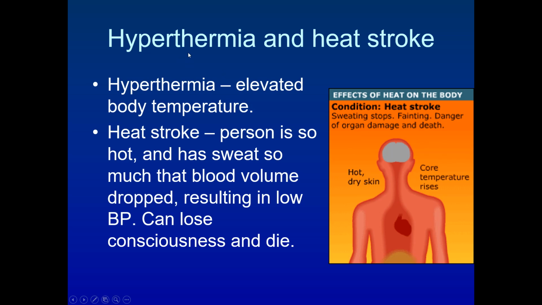If you stay that way for too long, you will sweat so much that your blood pressure actually starts to drop, and that's where heat stroke comes in. Heat stroke in Texas kills people every single year, and it's because they don't maintain their water and electrolyte balance like they're supposed to. So if you're ever working outside in the summer heat, please make sure you're cooling off periodically and drinking plenty of fluids so that you don't get heat stroke.